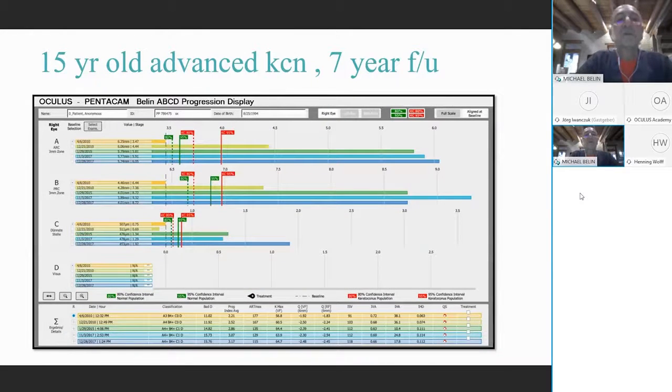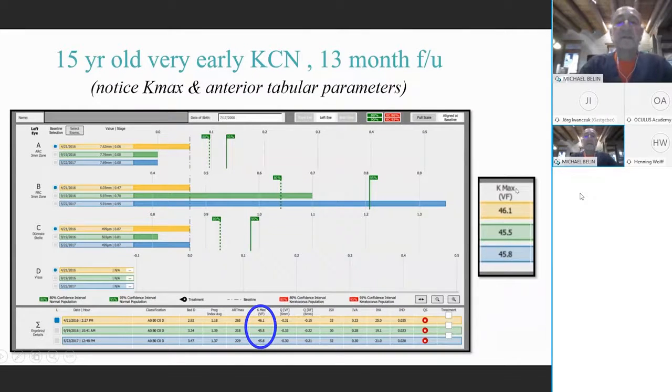Let's look at a couple examples. This is a 15-year-old with advanced keratoconus, 7-year follow-up. Now, this is a very good example. This map has not been available for 7 years, but again, we can go back and look at our historical data. And here, you can see that this patient continues to have progressive disease on the anterior surface, continues to have progressive disease on the posterior surface, and continues to show corneal thinning. Obviously, markedly progressive disease. And if you look at the parameter that people used to use, Kmax, you'll see it continues to increase. But what's the value of this? Well, this is the value.